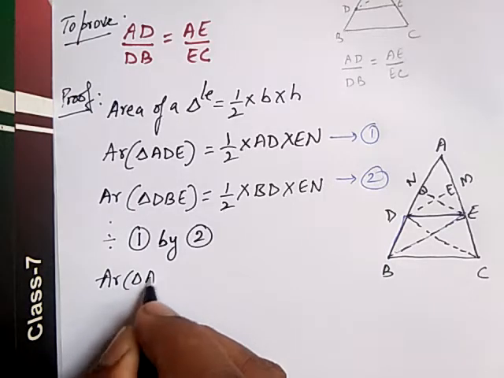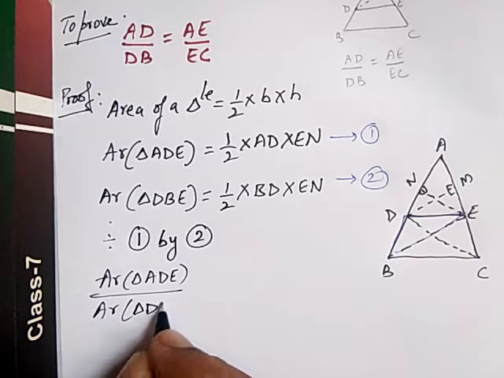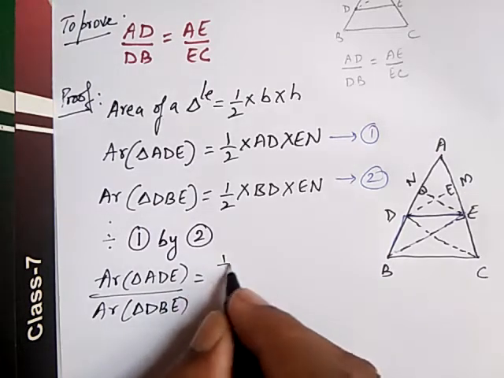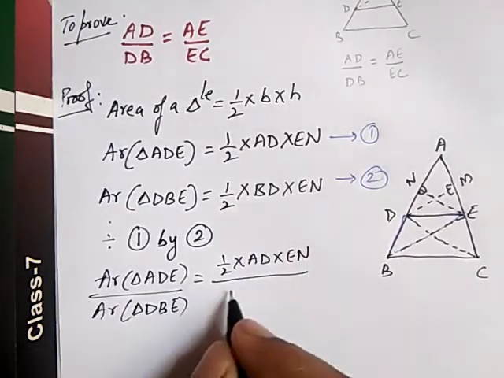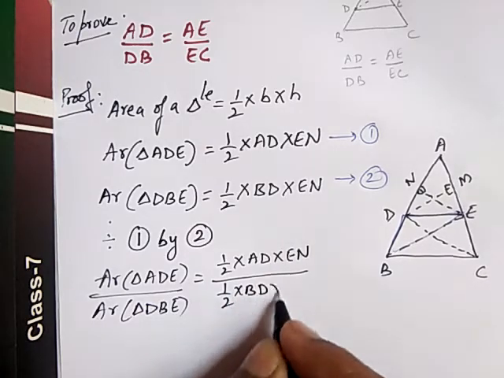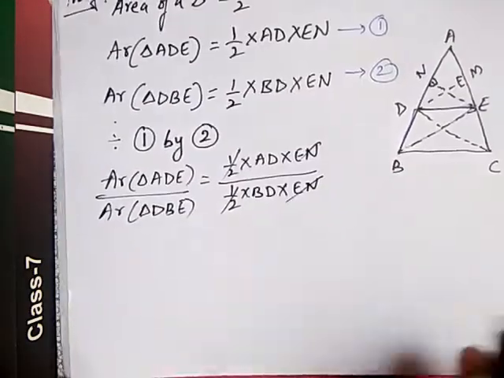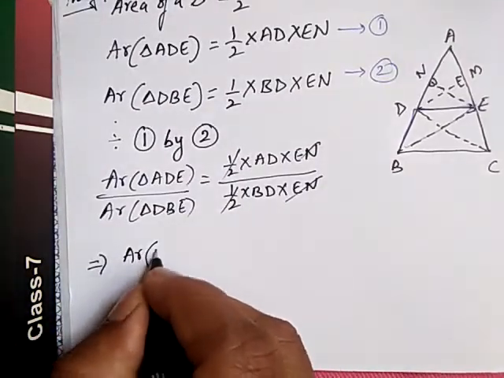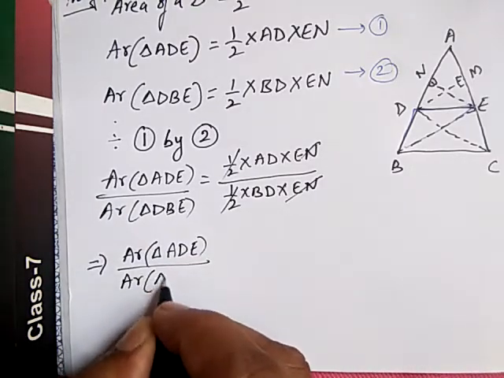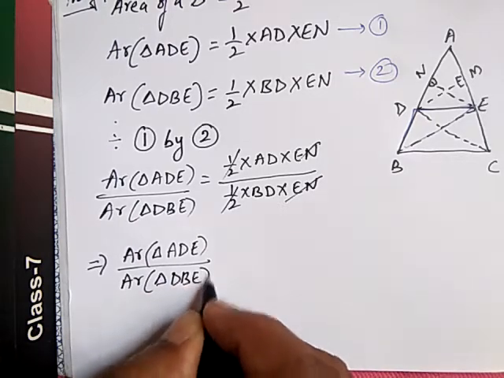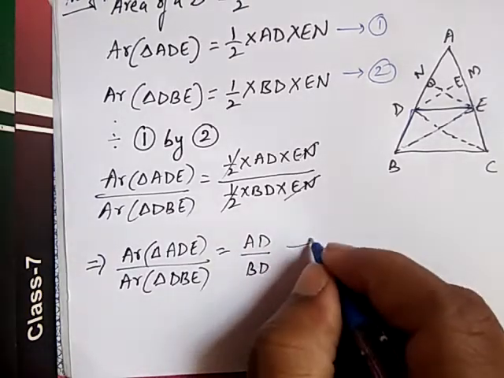Area of triangle ADE divided by area of triangle DBE is equal to half into AD into EN divided by half into BD into EN. So EN gets cancelled, half gets cancelled. So it implies area of triangle ADE divided by area of triangle DBE is equal to AD divided by BD. Call this equation number 3.